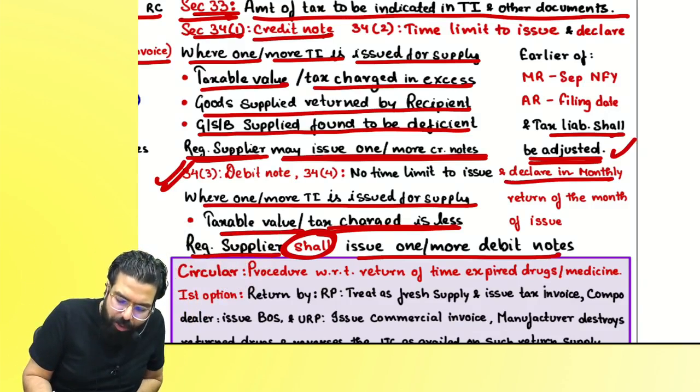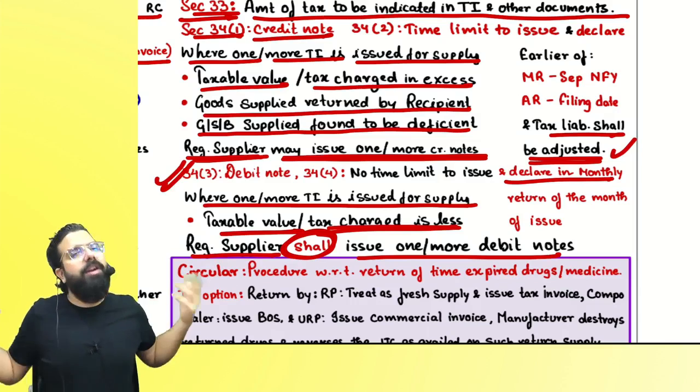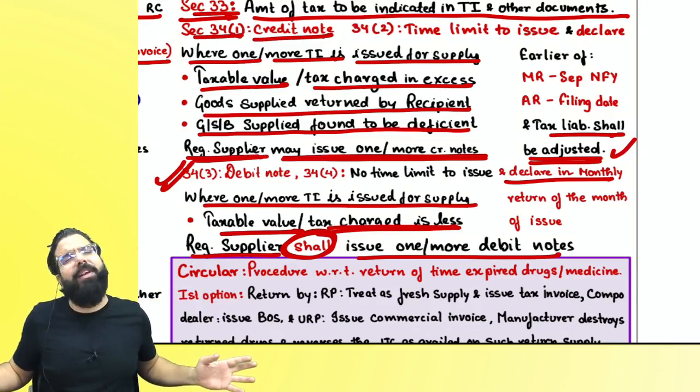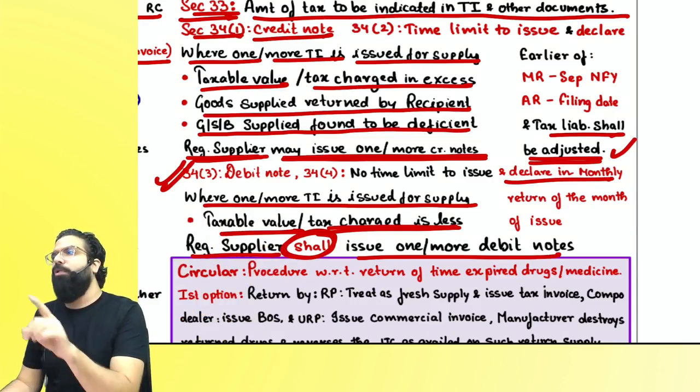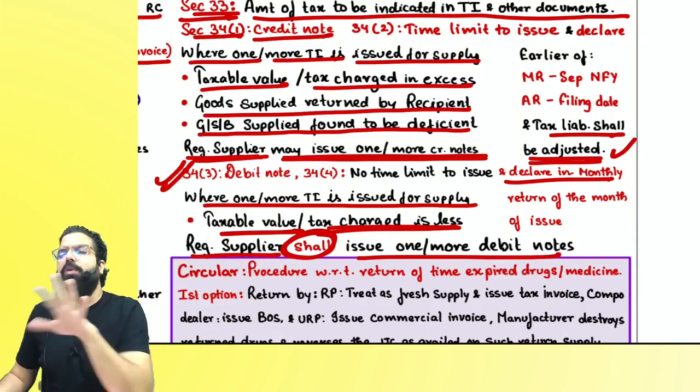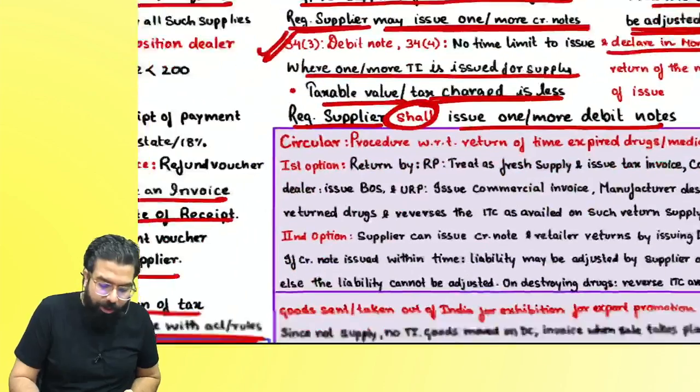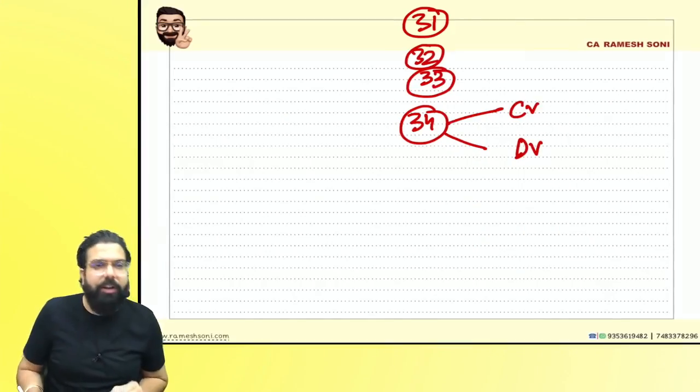What is the time limit to go ahead and issue? Sir, whenever you are going ahead and issuing, there is no time limit. Government is telling Baba collect, there is no time limit. Whenever you issue, just go ahead and show it in the month ka return when you are going ahead and issuing the debit note.